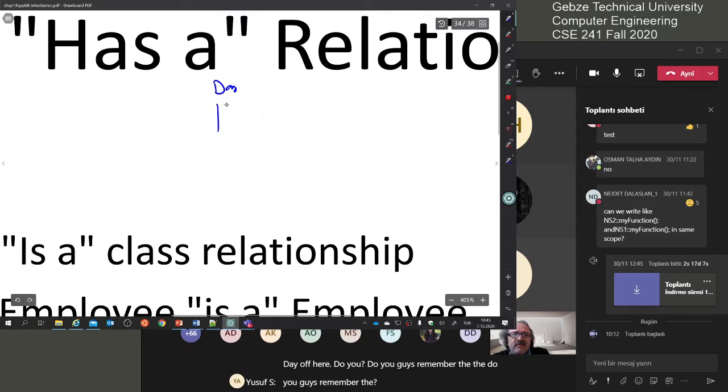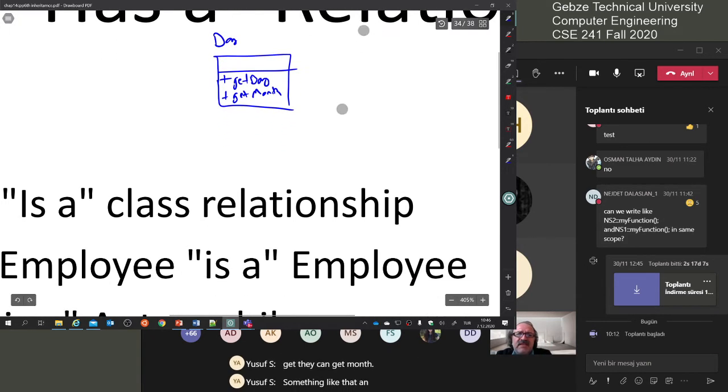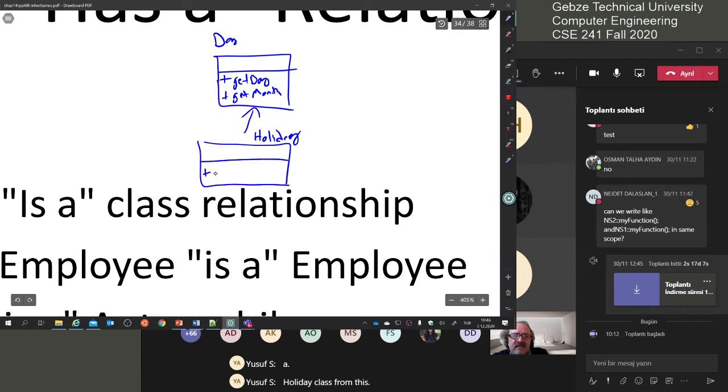Okay. Do you guys remember the elements of the day of year? I think it was, I'm going to just say get day, I guess, right? Get day and get month, something like that. And if I do such a crazy thing, and if I derive a holiday class from this, and I think parking enforced is the function for this.